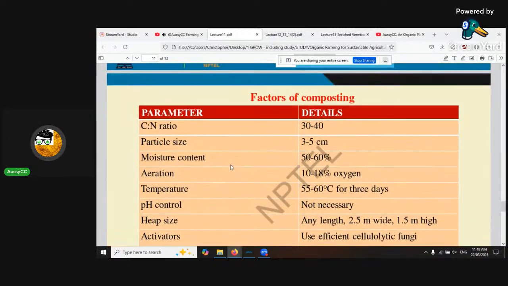Factors, here's a rad summary. So the carbon and nitrogen ratio, you want 20 to 30 to 1. So 20 to 30, it's a little bit high. Particle size, this was a course that I did, actually.